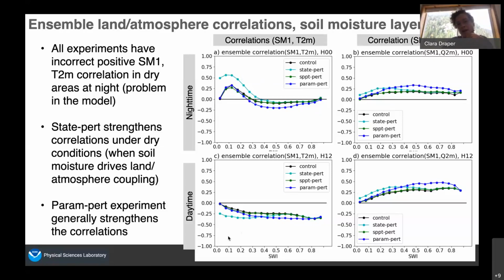On the other hand, the parameter perturbation experiment seems to have just reinforced, strengthened the correlations in each location in general. And again, this makes sense. The land atmosphere coupling is caused by the fluxes of moisture and energy between the land and the atmosphere, and the parameter perturbation, by perturbing the vegetation fraction, I'm effectively perturbing those fluxes and just enhancing that pre-existing relationship.